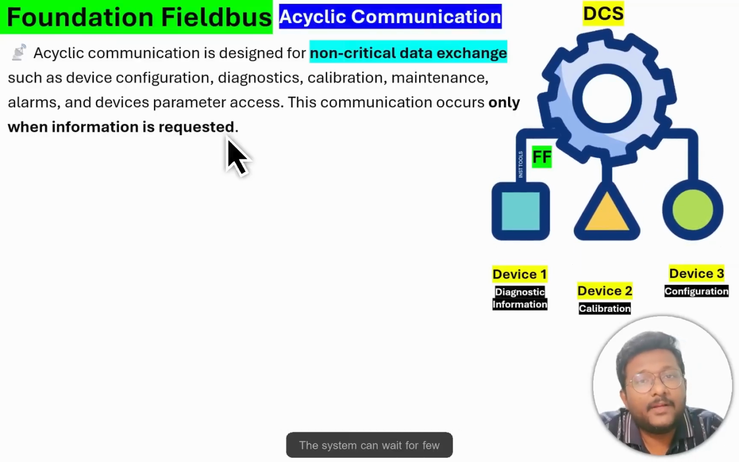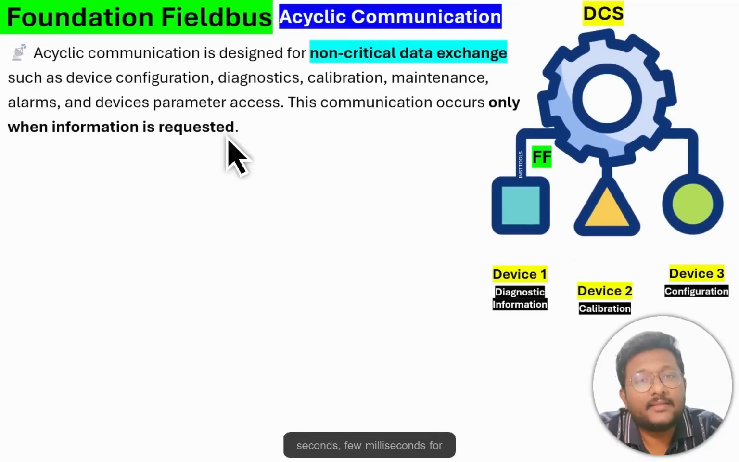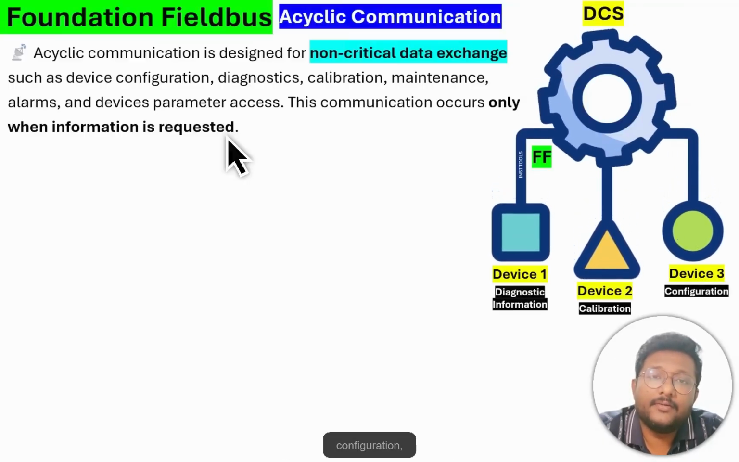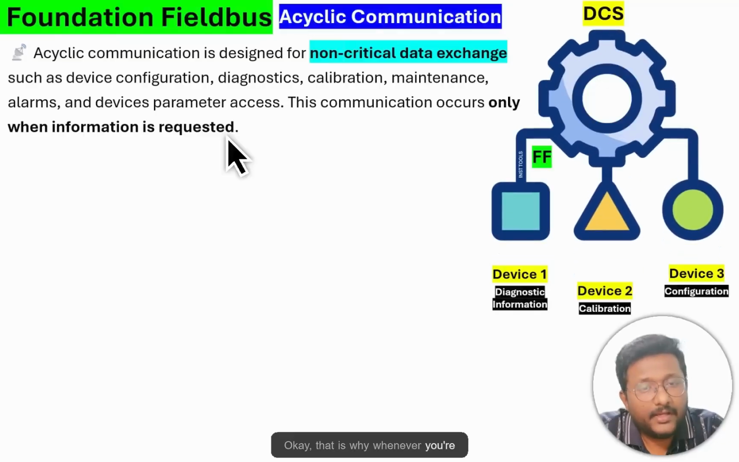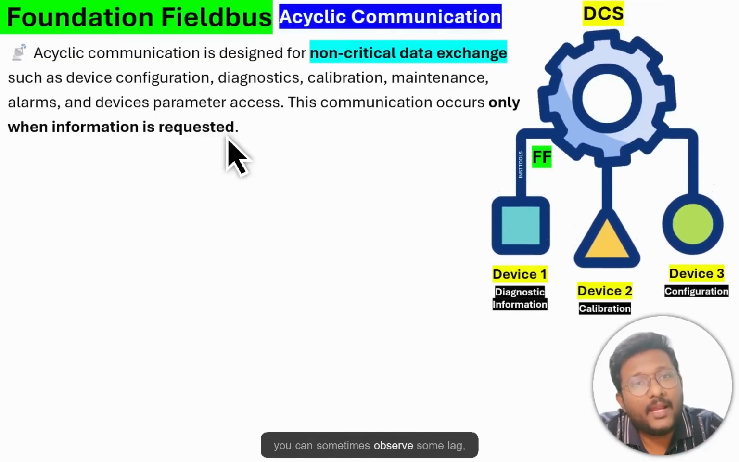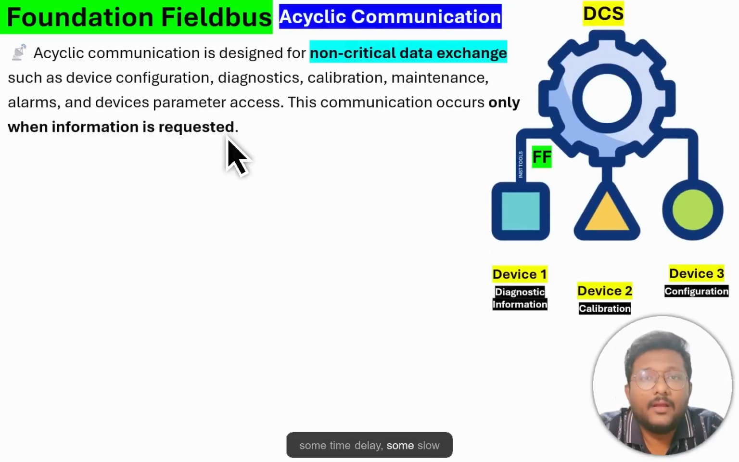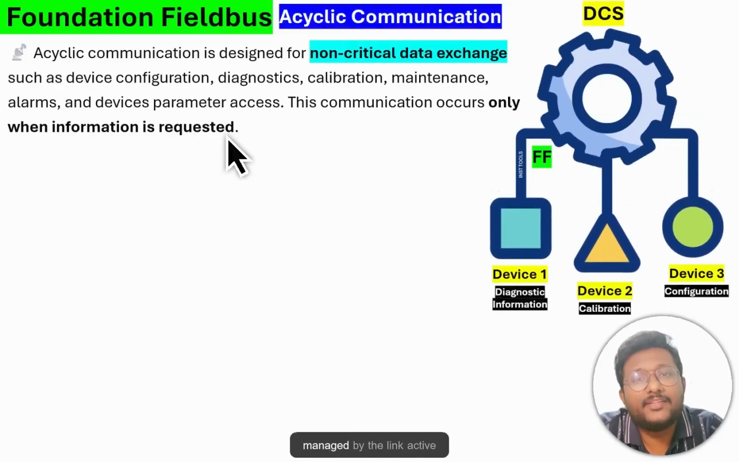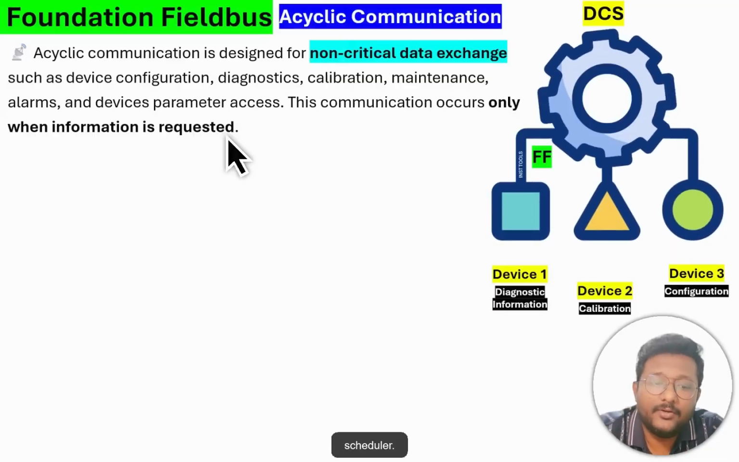The system can wait for a few milliseconds for performing the calibration, configuration. That is why whenever you're working with your HART communicator, you can sometimes observe some lag, some time delay, some slow response. It depends on these all time schedules managed by the Link Active Scheduler.